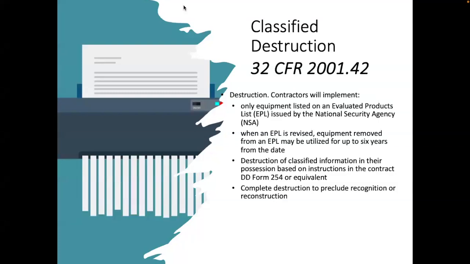Now, the destruction of classified information, if you have that in your possession, should be based on instructions from the DD Form 254 or equivalent. And we've learned a little bit about destruction earlier, that you should not destroy classified information or downgrade or declassify information until your government customer or your prime tells you to do so. It should not be done on its own. So always ensure before you destroy classified information that that is the intent of your customer. And that classified information should be destroyed in such a way that it can never, ever be reassembled.